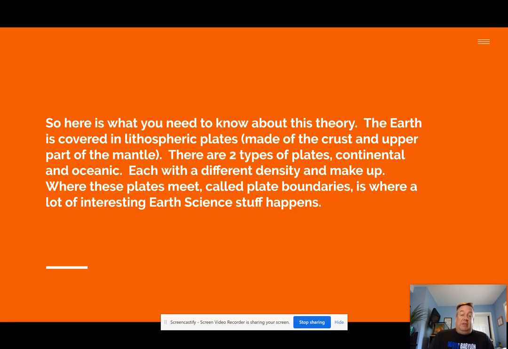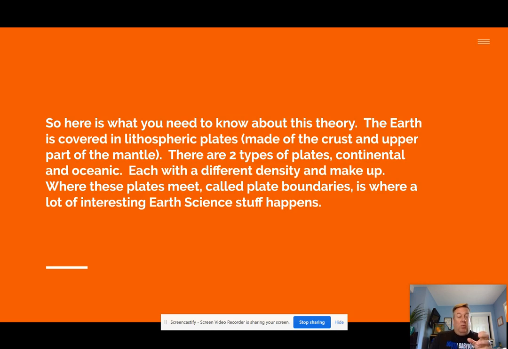Each plate has a different density and makeup. Where the plates meet, we call those plate boundaries. When it's a boundary, remember that's an interface in between two things. So it could be two continental plates, a continental plate and an oceanic plate, or two oceanic plates. Those are the combinations.